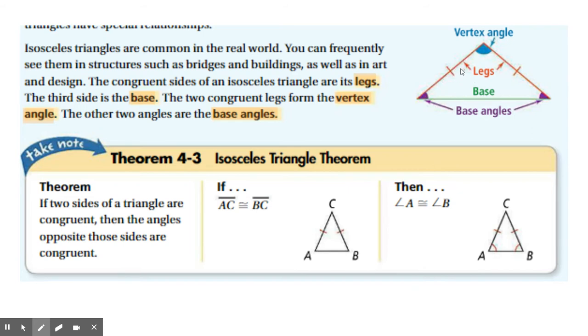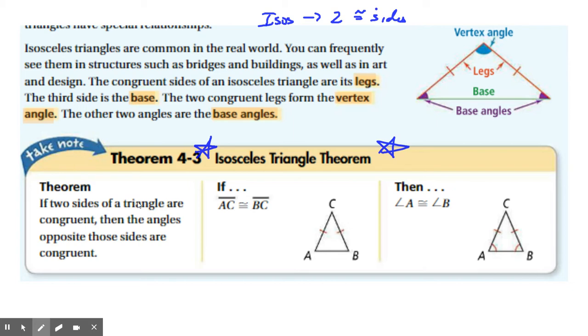So again, two congruent sides is the most important thing. So I'll write that up here. Isosceles means two congruent sides. Keep that in mind. All right, but now we have this thing called the isosceles triangle theorem. Very, very important theorem to remember. We usually use this a lot.